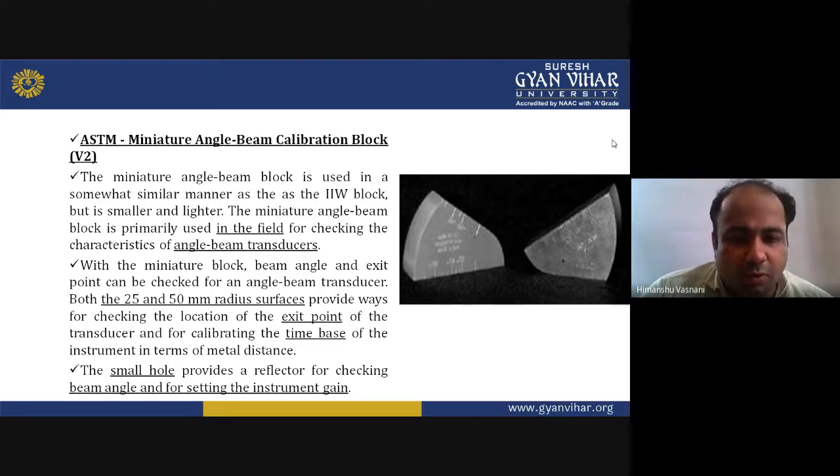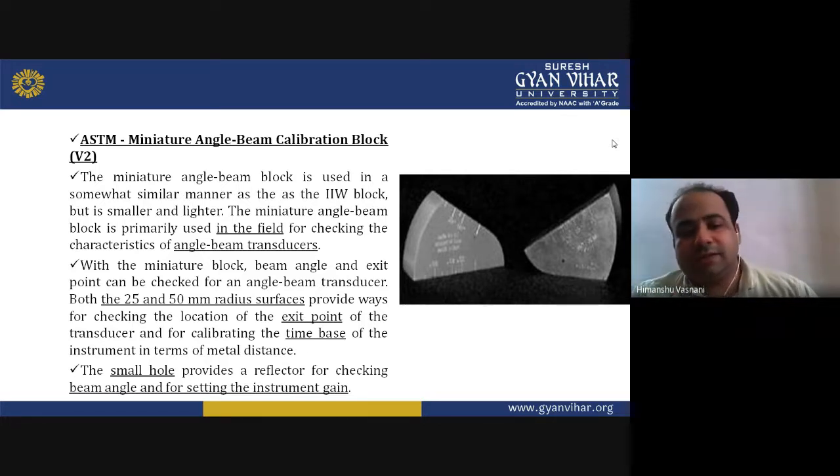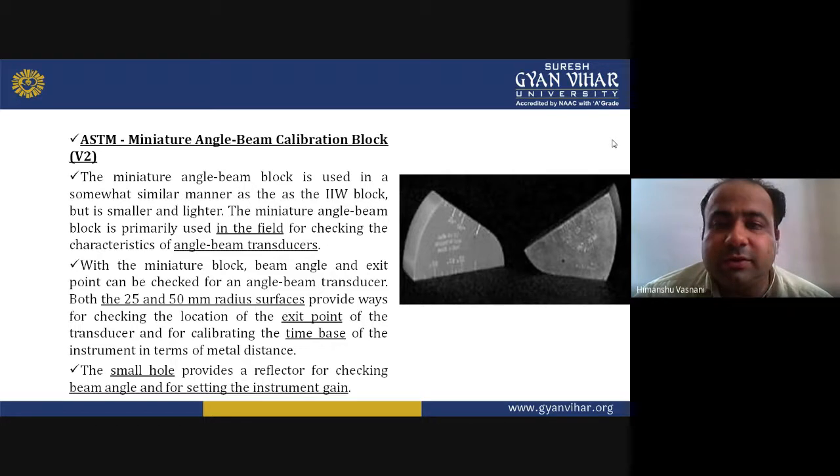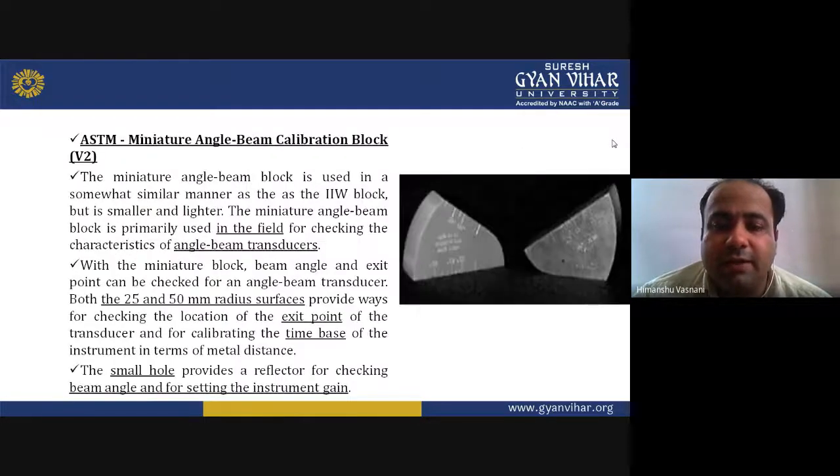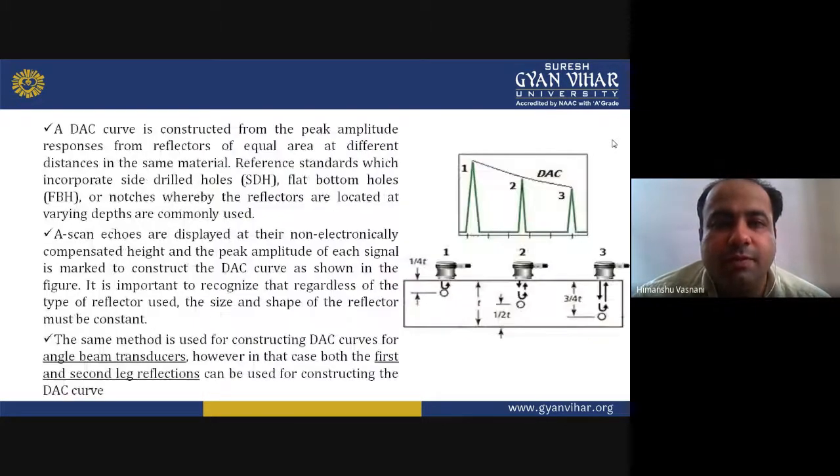So there are small holes. The small holes provide a reflector for checking the beam angle and for setting the instrument gain. This is in the diagram, you can see this. Okay, and understand that these are some calibration blocks that are used, IIW and ASTM, two of the most common blocks. Now let's start with the MCQs for today.